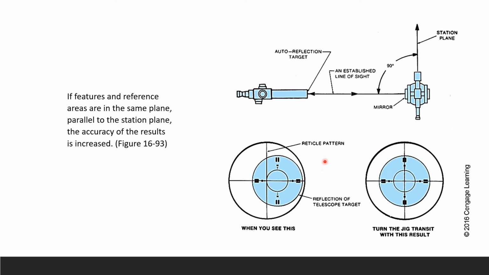All right, so getting into features. If features and reference areas are in the same plane, parallel to the station plane, the accuracy of the results is increased. Don't try to stretch yourself out trying to look at it. Just try to understand that you have your plane that you're trying to measure with your instrument. So the features and the reference areas are in the same plane. Your reference area and the feature you are measuring, if they're in the same plane, your accuracy is better.